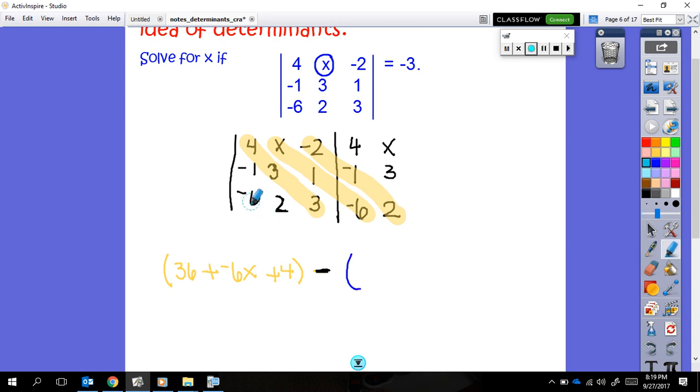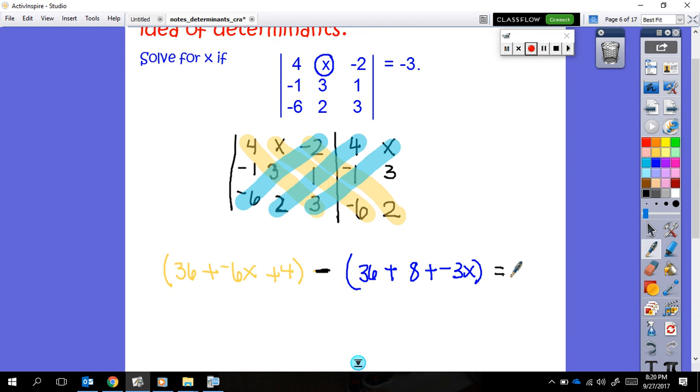Alright, go the other direction. So we have -6, 3, -2 is 36 again, plus 2, 1, 4 is 8, plus 3, -1x is -3x. Okay, and we know that this has to equal -3 from the beginning.